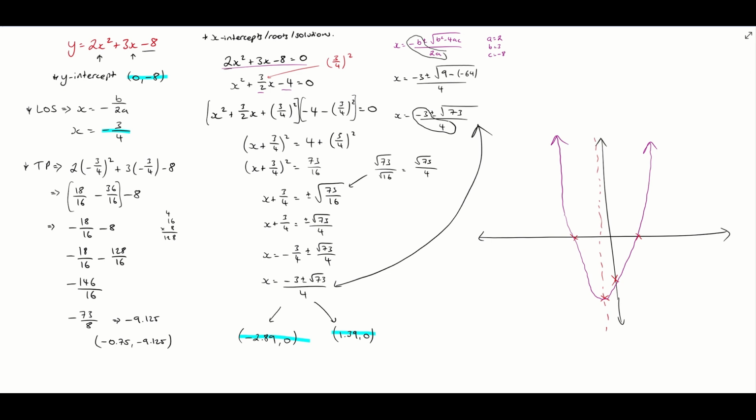Let's take a look at a couple more examples where we use, again, another technique to solve for our x-intercepts or our roots or our solutions. So let's come down here. So let's go for y equals 6x squared plus x minus 2.